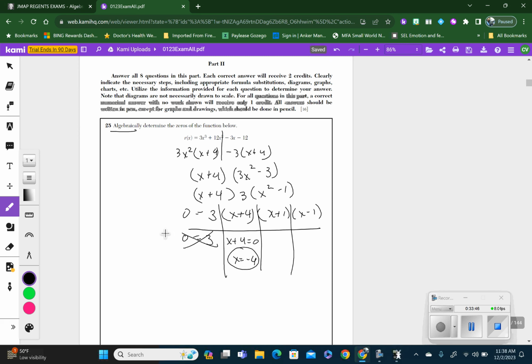This one right here, I have x plus 1 equals 0, so x equals negative 1 is another one of my zeros. Here I have x minus 1 equals 0. Add 1 to both sides, I get x equals 1. So those are my 3 zeros. Okay, and how do I know? Because our highest exponent is a 3, which means I have 3 zeros, right? 1, 2, and 3. All right, I'm done.